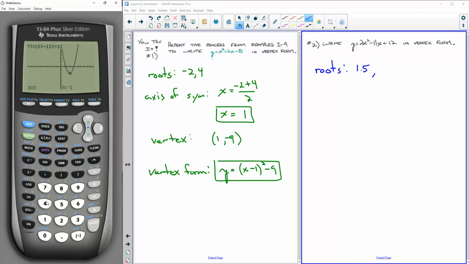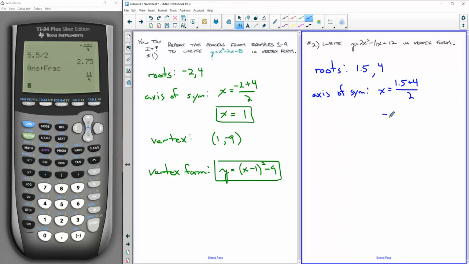Nope, 4? Yep, okay. So our axis of symmetry is going to be at 1.5 plus 4 over 2. So obviously 1.5 plus 4 is 5.5. Divided by 2 is 2.75. I don't want that. Let's go with math. Let's call it 11/4. That's my axis of symmetry. 11/4. That's a lot cleaner. I like that better. Let's keep decimals out of this.